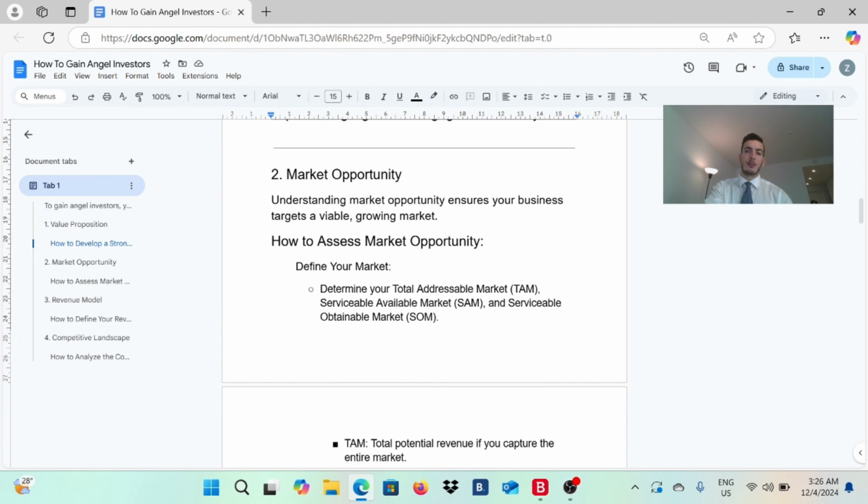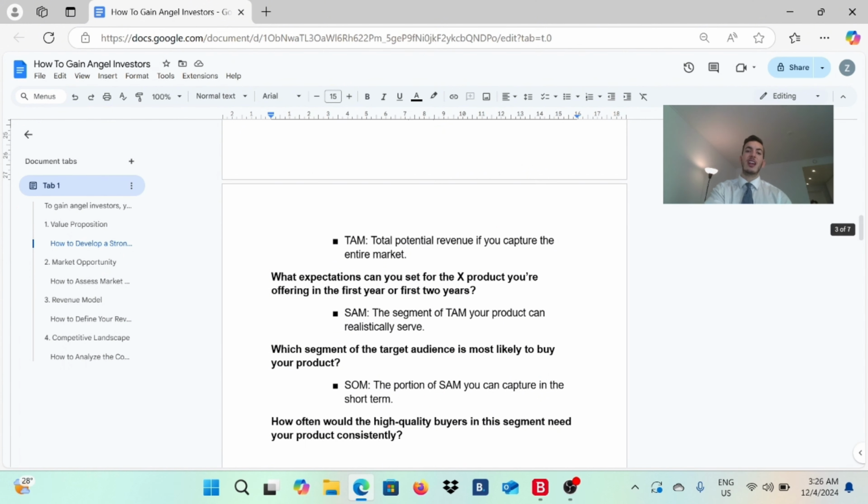So, how to assess market opportunity? Define your market and determine your total addressable market, TAM. What does that mean? I will tell you. There is the serviceable available market, which is SAM, and the serviceable obtainable market, which is SOM. So, what does that mean? TAM means the total potential revenue if you capture the entire market.